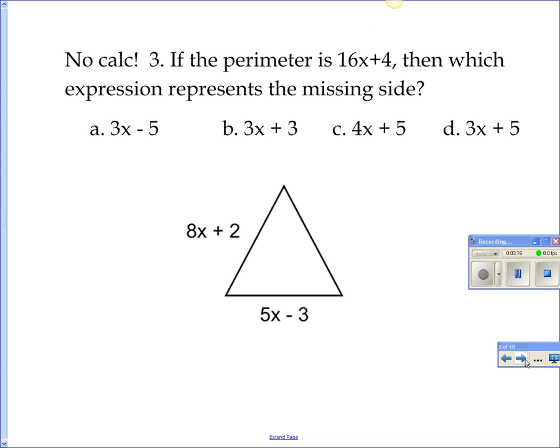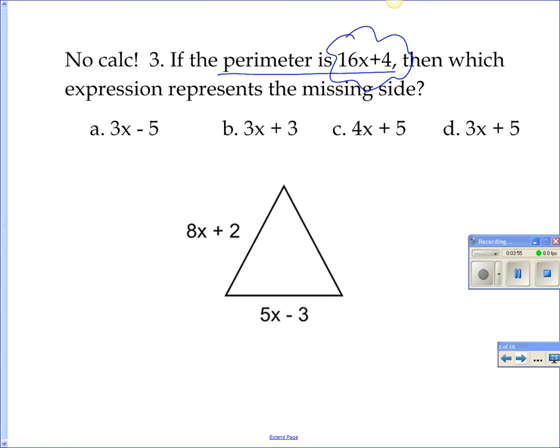Number 3, no calculator for this one. If the perimeter is 16x plus 4, then which expression represents the missing side? So for this one, they gave you the perimeter. They gave you the answer. The perimeter is what you get when you do what? Nope. Add them all up. The perimeter is what you get when you add them. So let's look at this. When I add 8 and 5, what's 8 plus 5? 13. So that's going to be 13x.